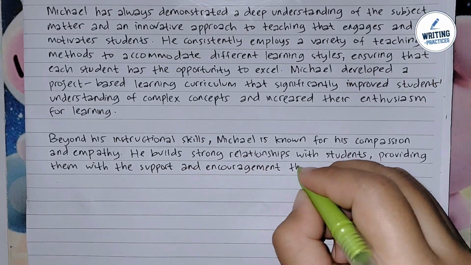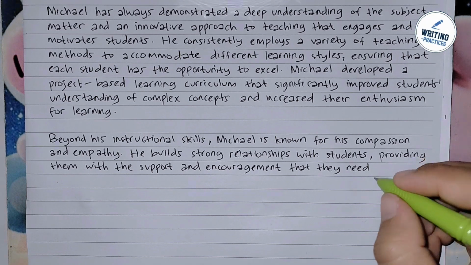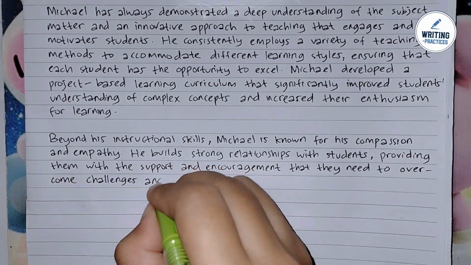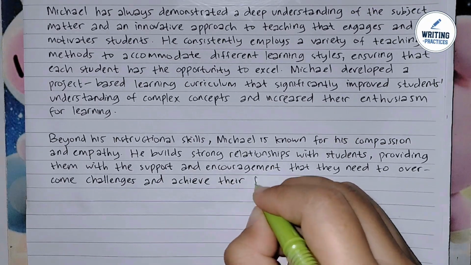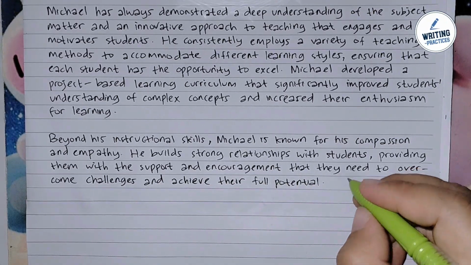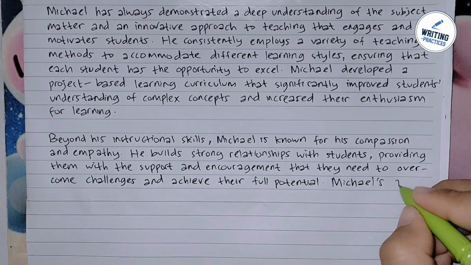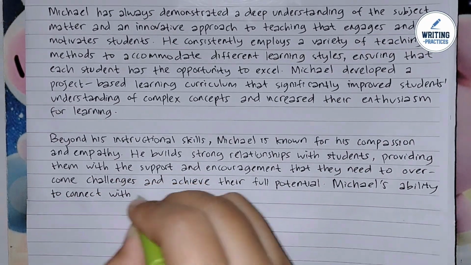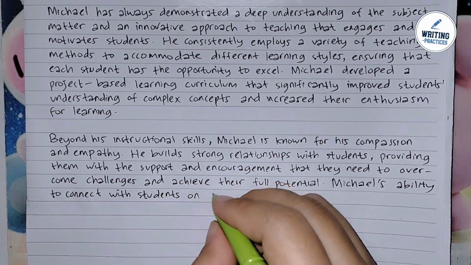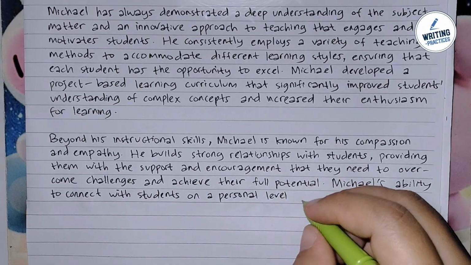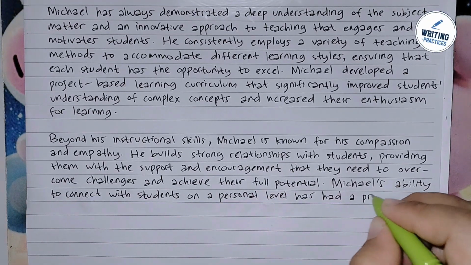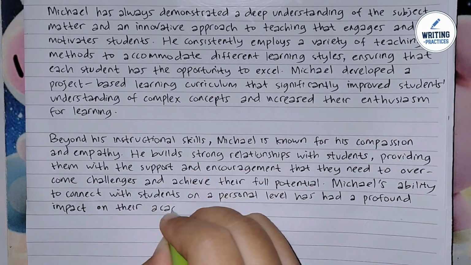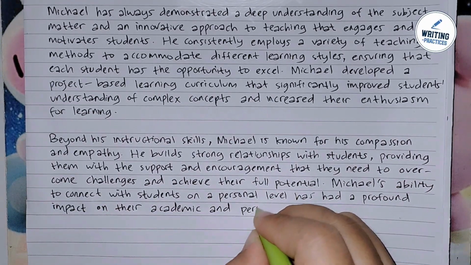If you have no idea what to write, you may simply copy this. "He builds strong relationships with students, providing them with the support and encouragement they need to overcome challenges and achieve their full potential." After that, you can continue to explain the impact of their personal connections on students' growth, both academically and personally. And it will look like this. "Michael's ability to connect with students on a personal level has had a profound impact on their academic and personal growth."